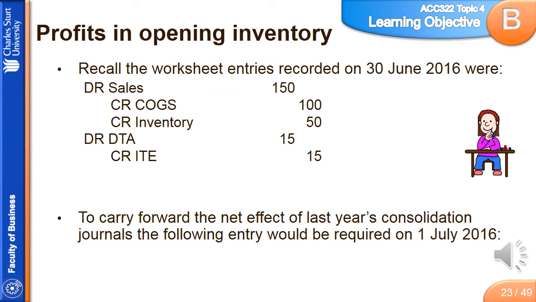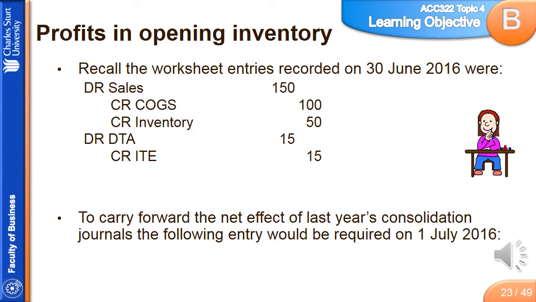So recall that the worksheet entries, the consolidation entries that were recorded as at the 30th of June 2016 were a debit to sales, 150, credit to COGS, and a credit to inventory. So we brought the inventory back down to $100 and we reversed the revenue and the expense, which effectively eliminated that profit. And we also accounted for the tax effect via the deferred tax asset and income tax expense entry there.